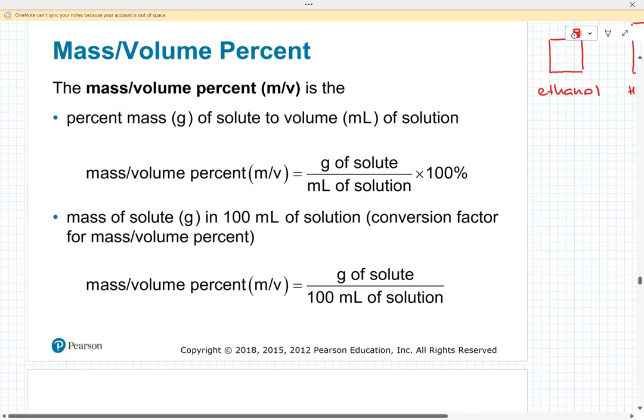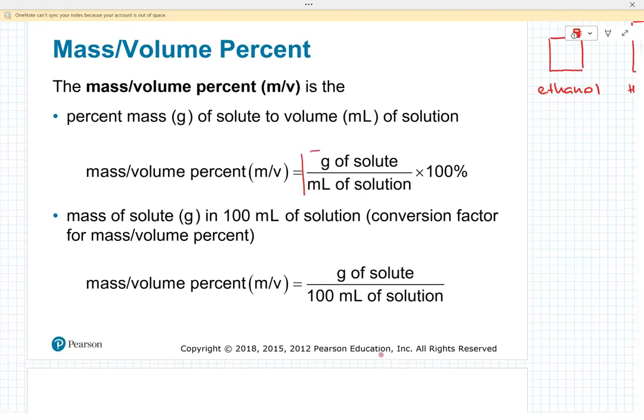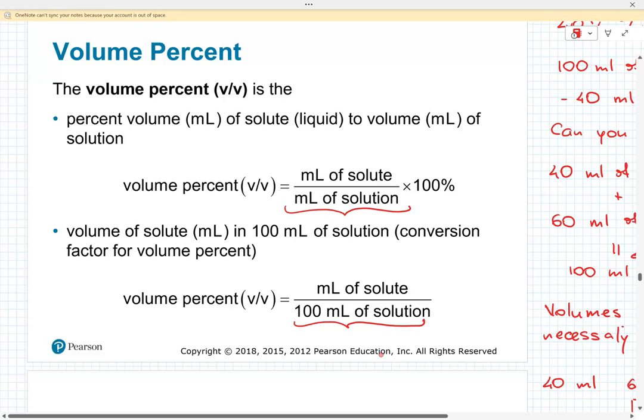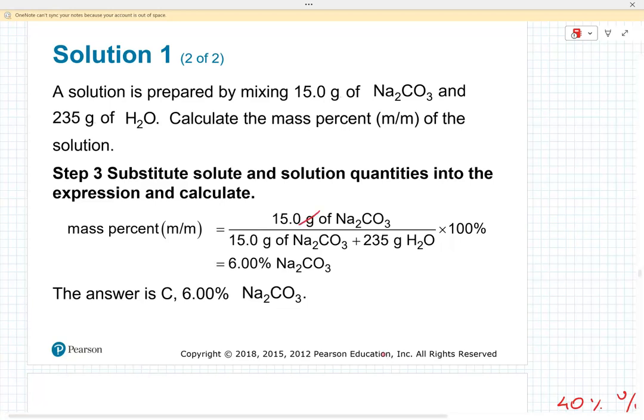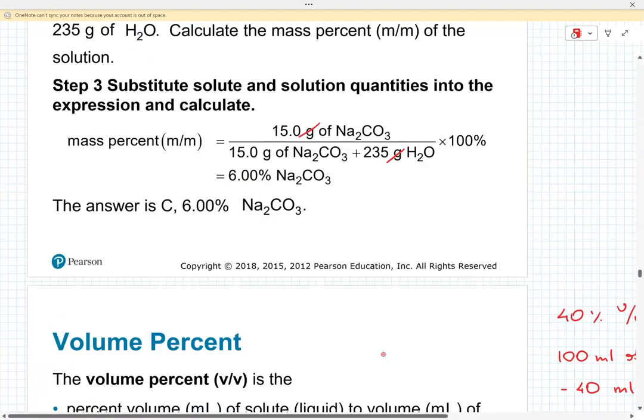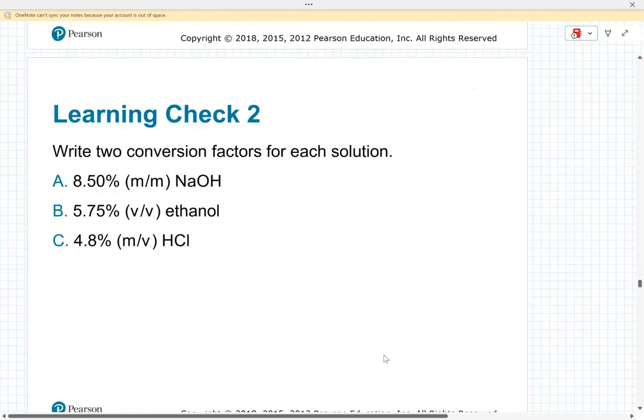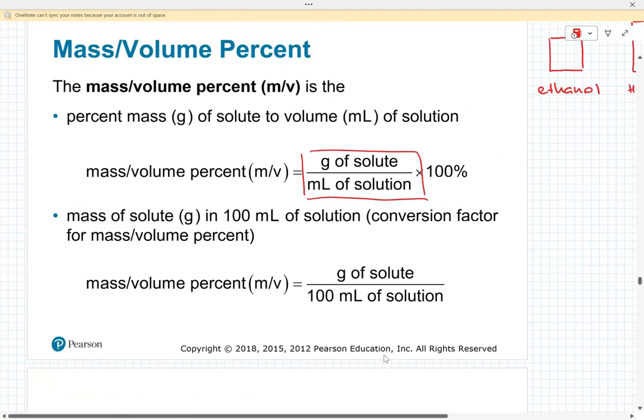Okay, mass volume percent. Here I want you to highlight something. You have to be careful with mass volume percent. When we talked about previous percentages, we were talking about milliliters divided by milliliters, grams divided by grams, right? Does that make sense? So your units would be the same and units would cancel each other out. Here, we can only use grams per ml.